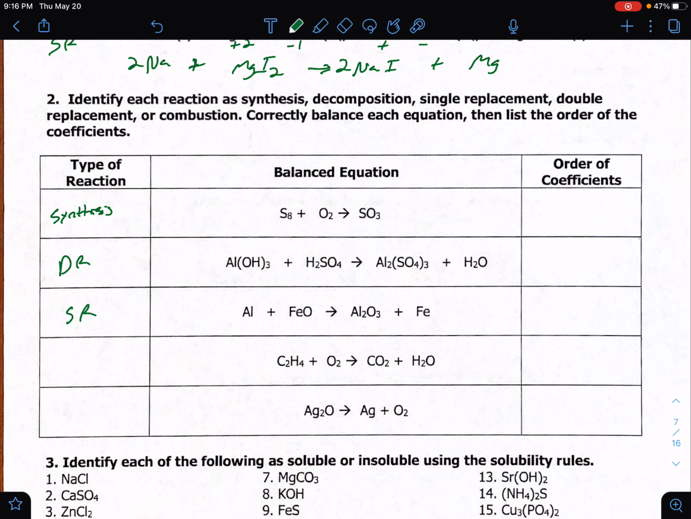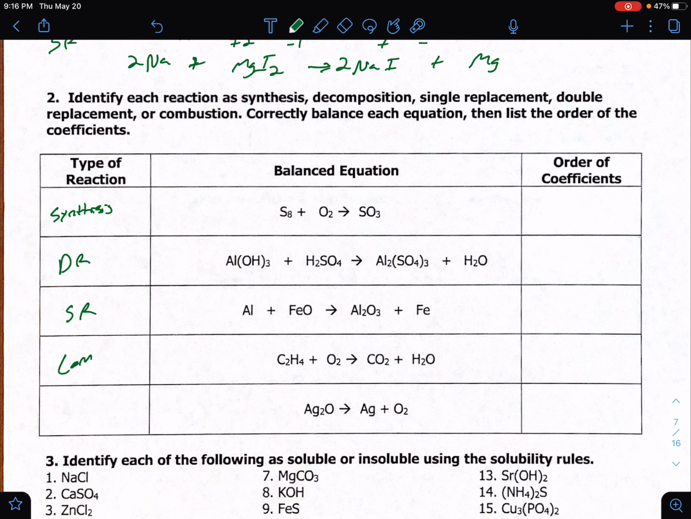Then I have C2H4 plus O2 gives me CO2 and H2O. This is always combustion. And then Ag2O breaks apart, so this is going to be decomposition. Okay, so we're going to make sure we balance this. So I'm just going to do these by looking at them.